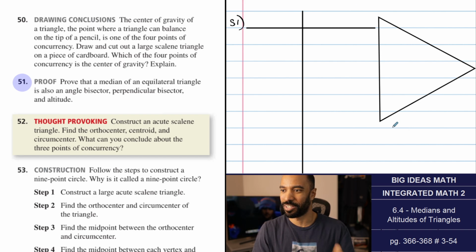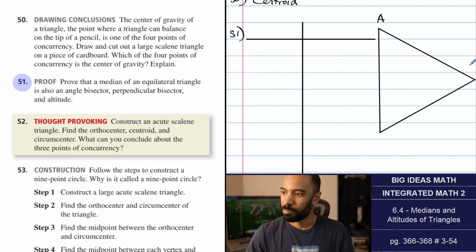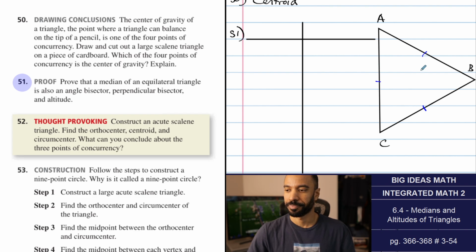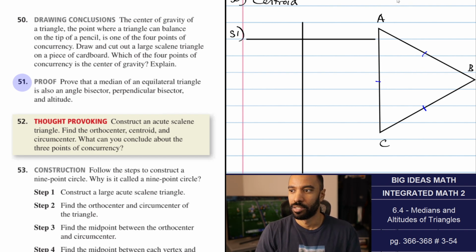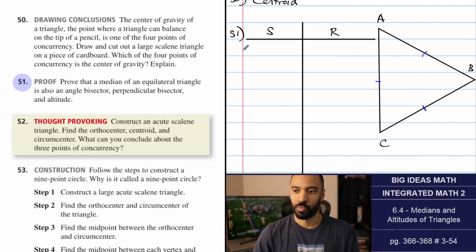All right, that looks pretty good. So I have a triangle, A, B, C. It is all equilateral. All right. Got some statements, got some reasons. 1. Triangle ABC is equilateral. That is given.